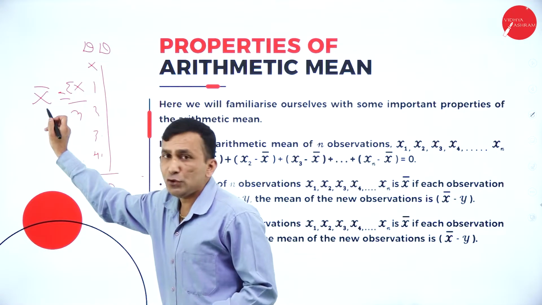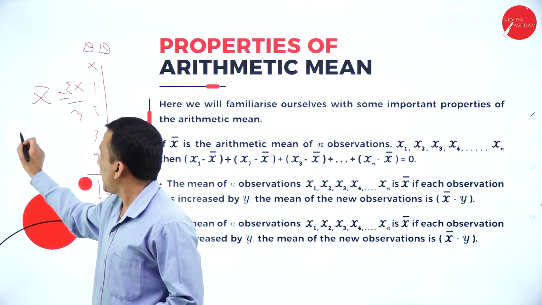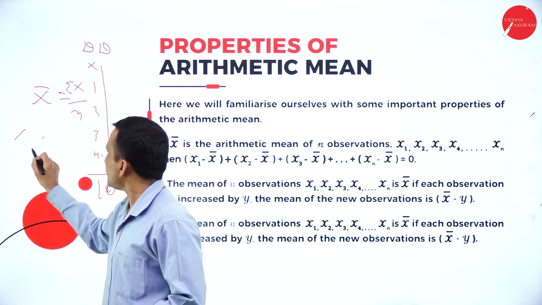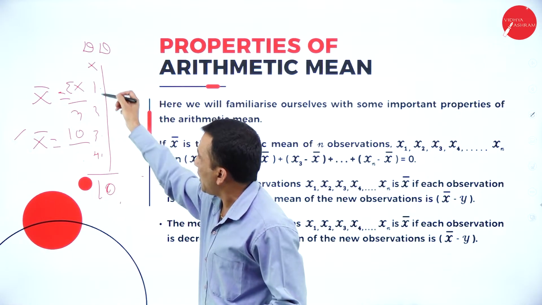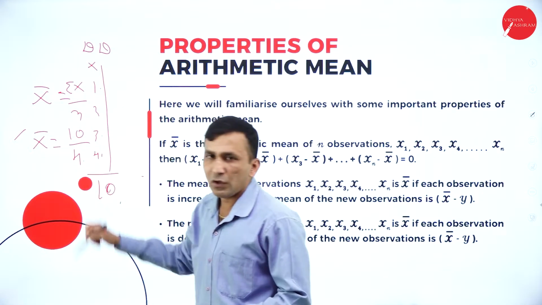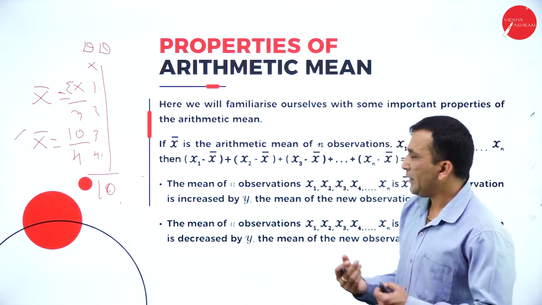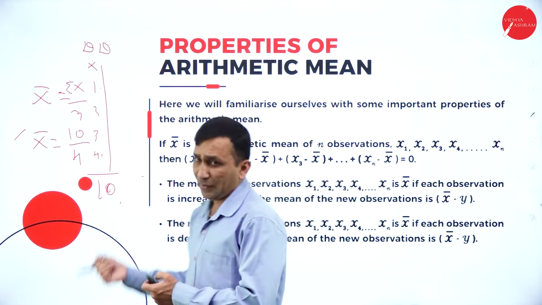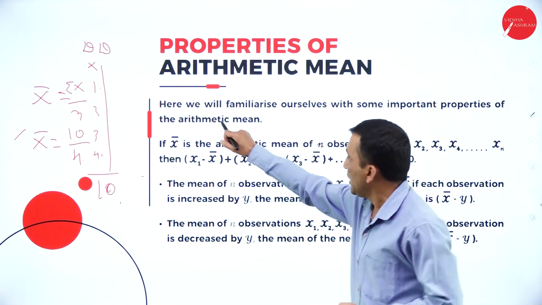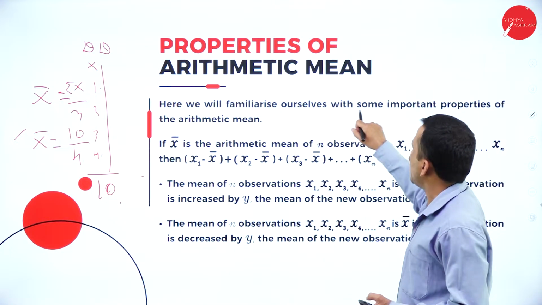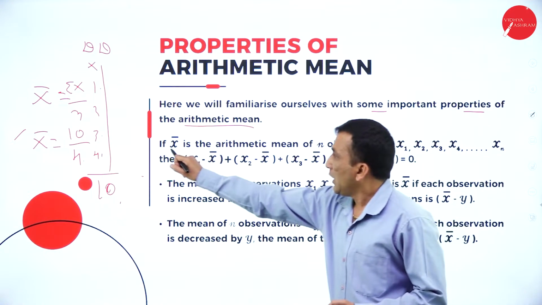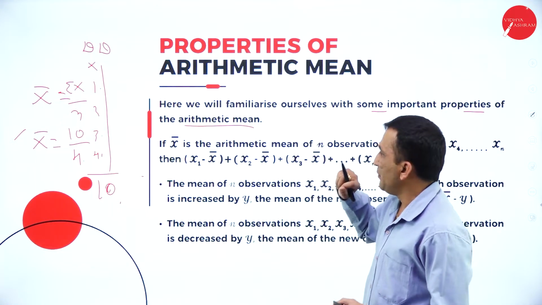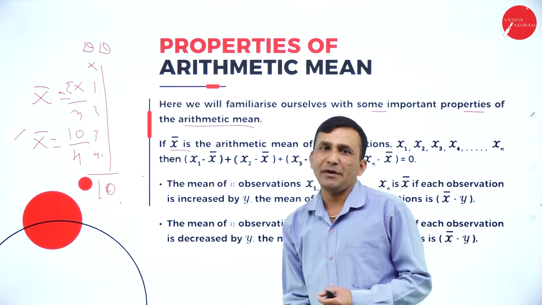Now, if you try to solve this using the formula, x bar is 10 divided by how many numbers here? 1, 2, 3, 4. So 4. After dividing, we get the arithmetic mean. So simple. Here we familiarize ourselves with some important properties of arithmetic mean. The first one: symbolically, x bar is the arithmetic mean, right?